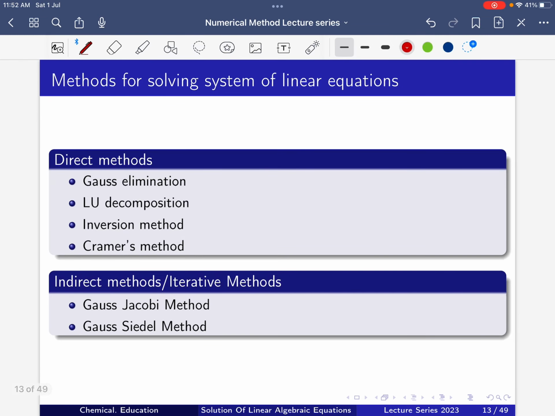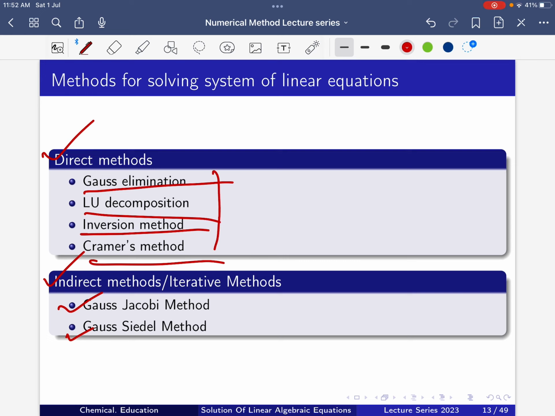Now, what are the methods for solving a system of linear equations? There are two kinds of methods: one is the direct method, another is called the indirect method. In the direct method, different methods are there, like Gauss elimination method, LU decomposition, inversion method or Gauss-Jordan method, Cramer's method. For the indirect method, Gauss-Jacobi method and Gauss-Seidel method. There are other methods too, but at BTech level, these are very important. If we know these, that is actually sufficient. For advanced level, many other things are there that we can do.